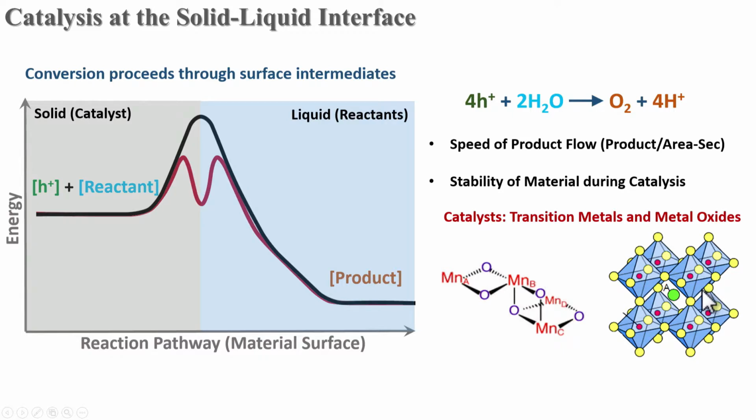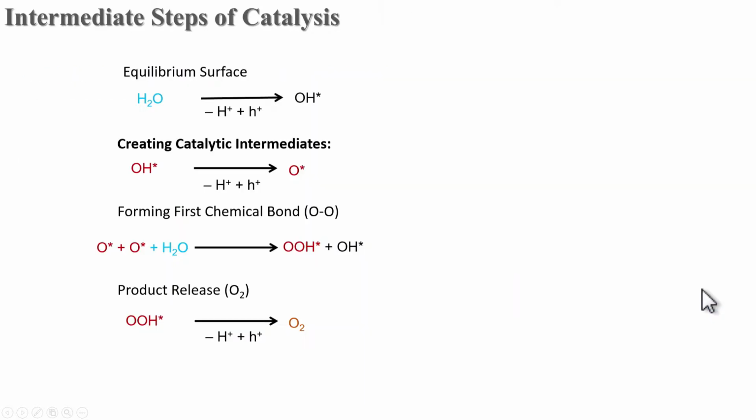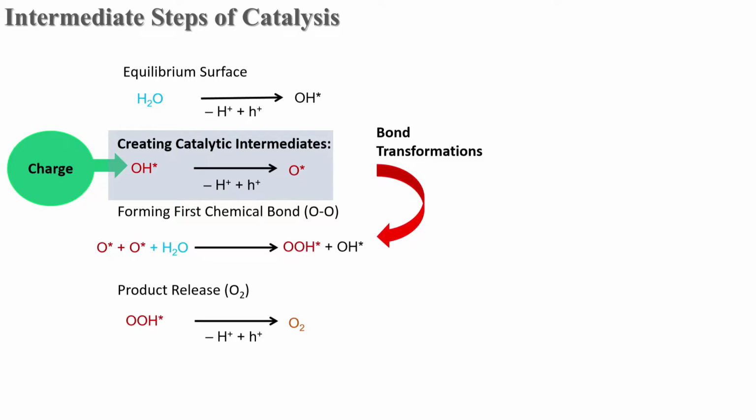The first step is simply putting this metal oxide into water, equilibrating it with water, and already that can transform a water molecule into an adsorbed OH or hydroxyl group. This step doesn't require any input of energy. The next step does. That comes from charge that transforms this OH group into a highly active intermediate in the form of an atomic oxygen adsorbed to the surface. We call these catalytic intermediates because they can essentially catalyze the first chemical bond of the water oxidation cycle, which is a singly bonded OO species.